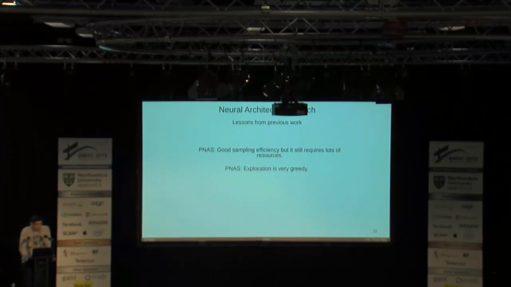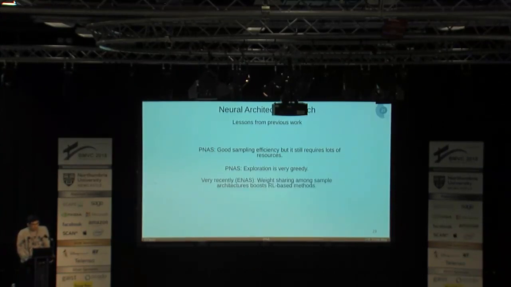But it still requires a lot of resources, as I mentioned. So we want to do something about that. And the other problem is that exploration is very greedy. As I was explaining, you start exploring the search space according to what the surrogate function is telling you, and that might be the best way when you have so few training data samples, which are the architectures that you train on, the minimum complexity of the neural network.